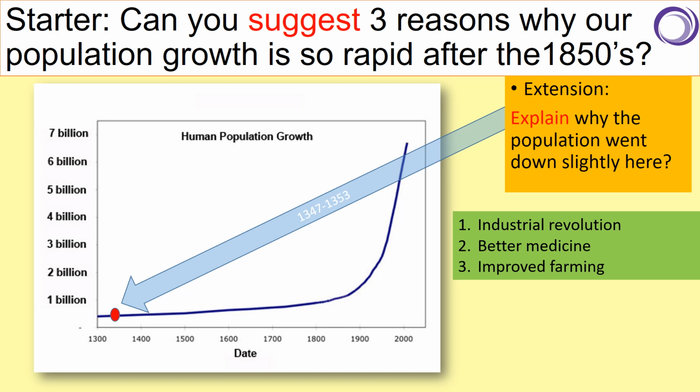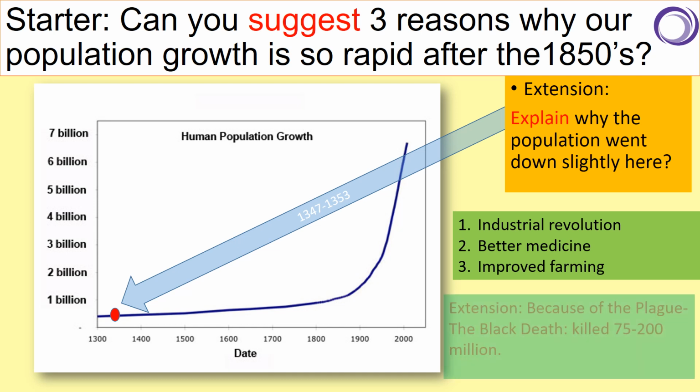For the extension, you had to explain why the population went down slightly between 1347 and 1353. It's not shown on the graph, but there is a significant dip at this time. And the answer is because of the plague. The Black Death killed between 75 to 200 million at this time.